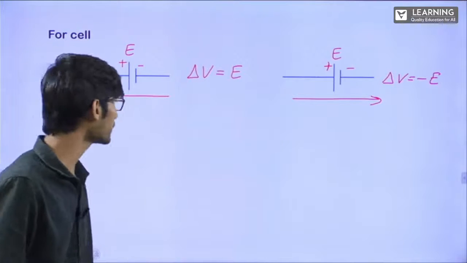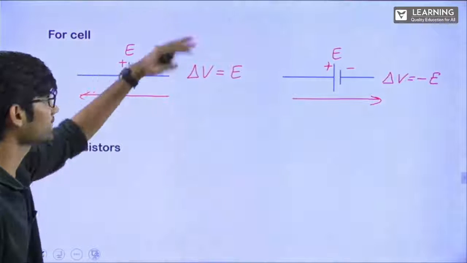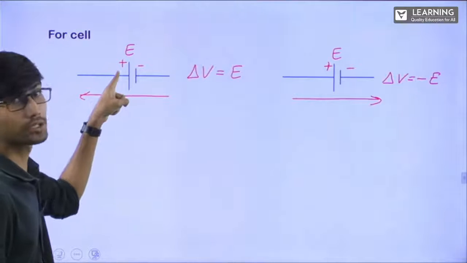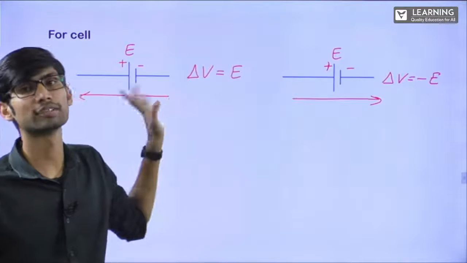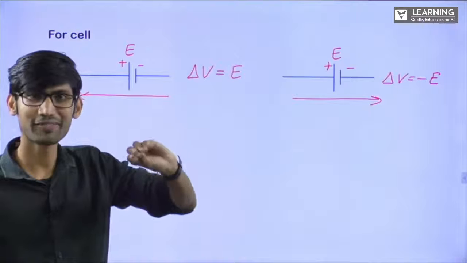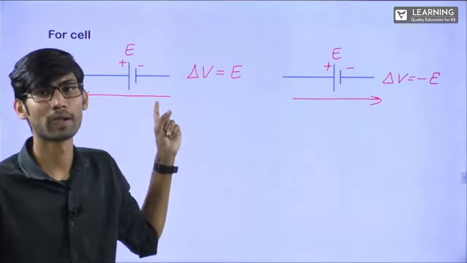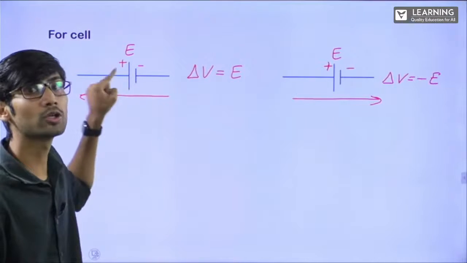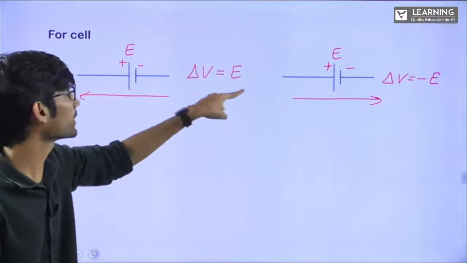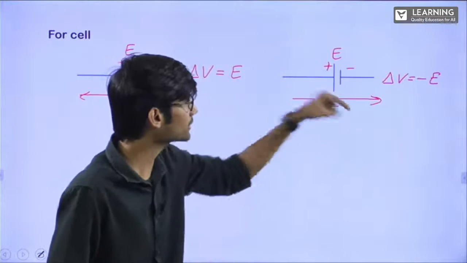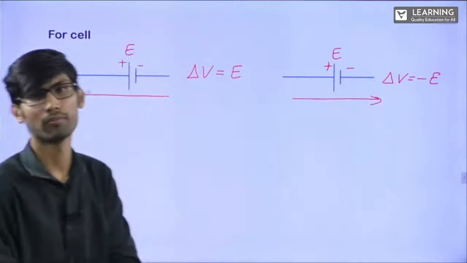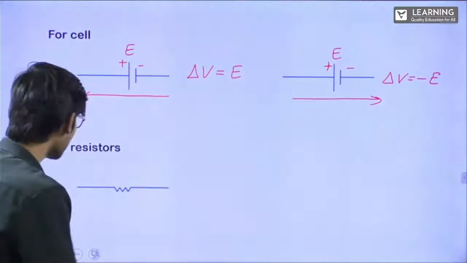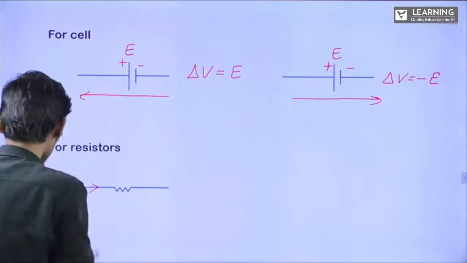Now, next. See, there is a way also to remember it. See here. From negative to positive you are going. Where you are going, use that sign. Not from, to. It is from minus, but you are going to positive. So if you are going to positive, it will be plus E. See here, you are going to negative. The direction is this, to negative. So it is minus E. Clear?